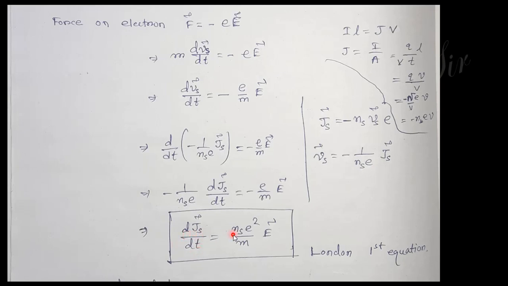dJs/dt = (ns e²/m) E, vector. Js is the superconductor current density, ns is the number density of the superconductor electrons, m is the mass, e is the electronic charge, and capital E is the electric field.